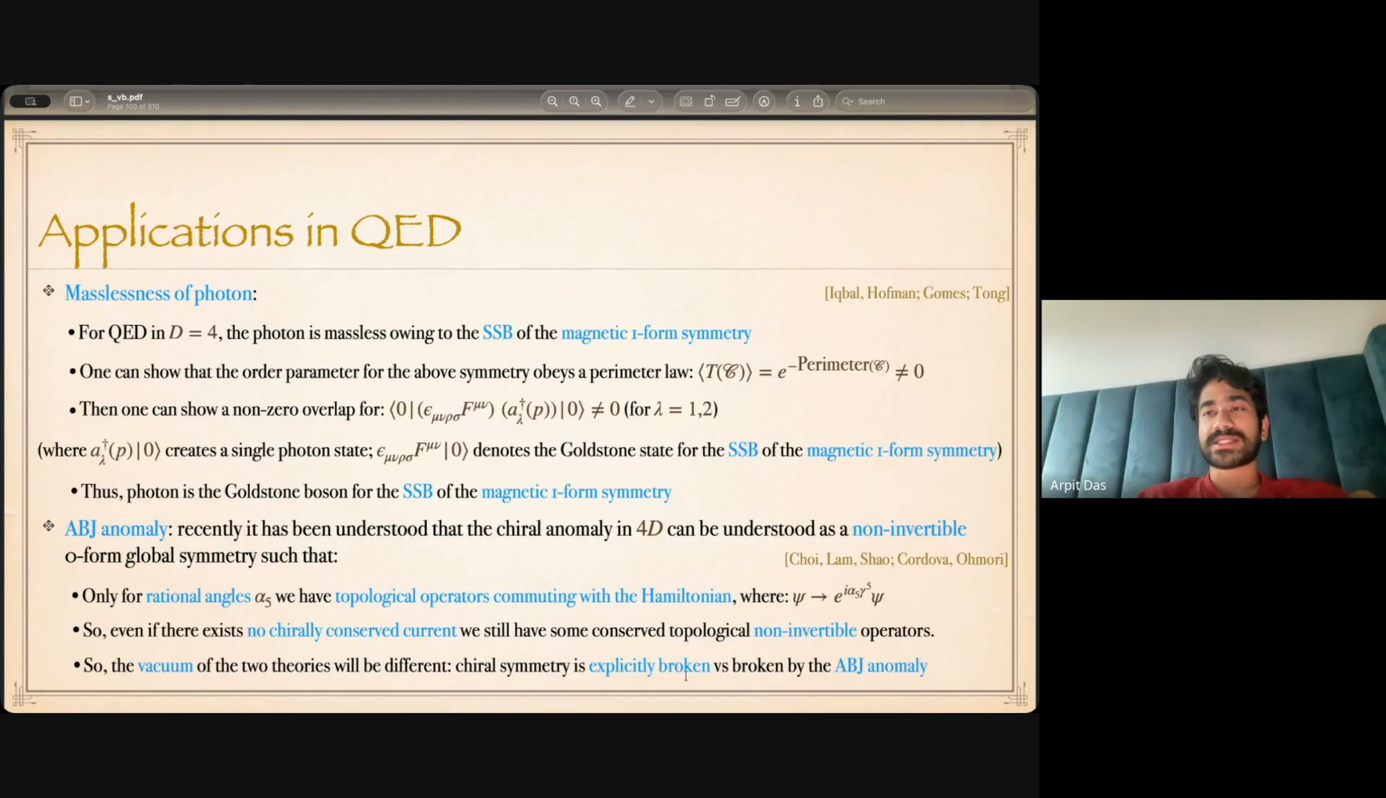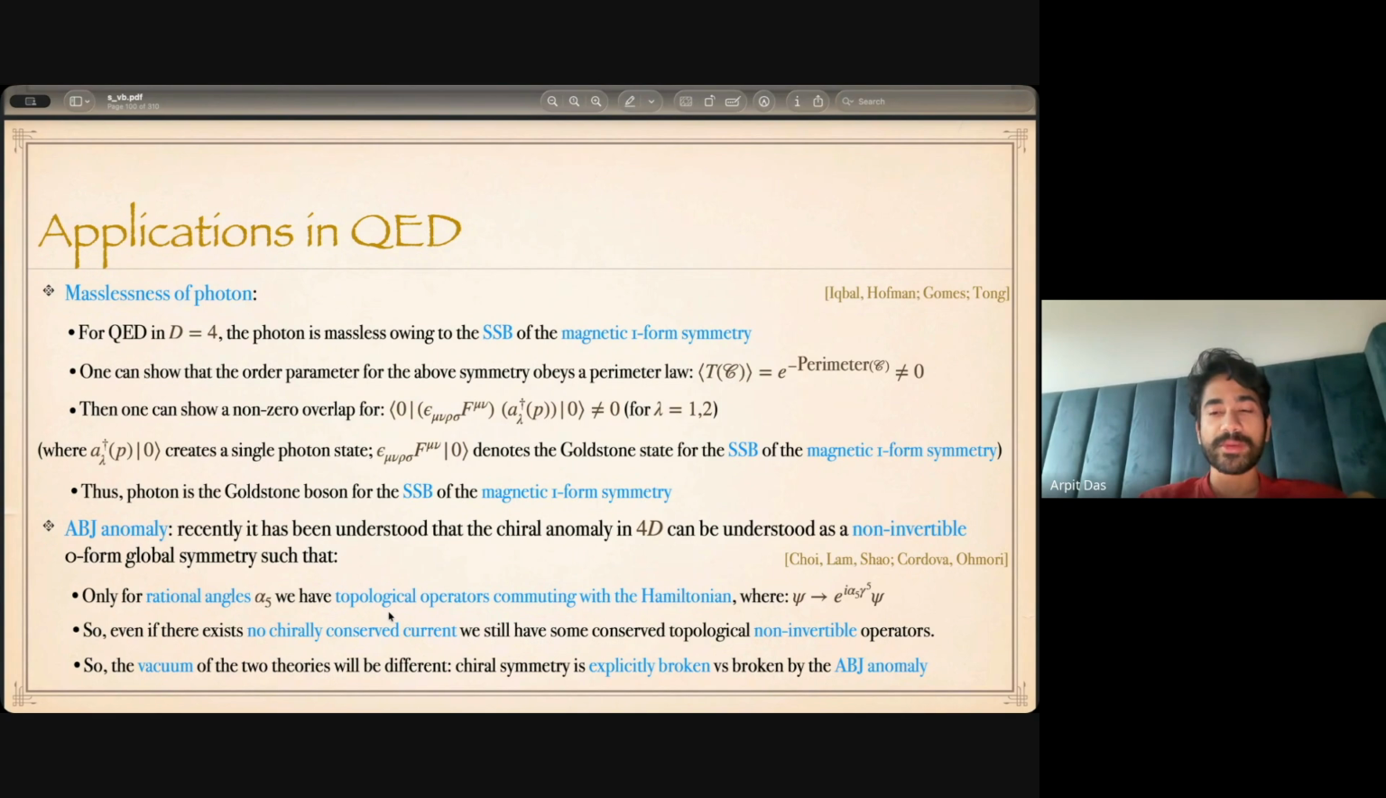This should be contrasted with the case where there is an explicitly broken symmetry. If you don't have such a symmetry even at the classical level, the vacuum of that theory will be different from this theory where you have these non-trivial non-invertible topological operators. And as we will see, having these non-invertible operators is actually good in the sense that they will be able to constrain your spectrum, because they will be preserved along the RG flow just like any other symmetries. So they will be able to constrain your theories and they will be powerful.